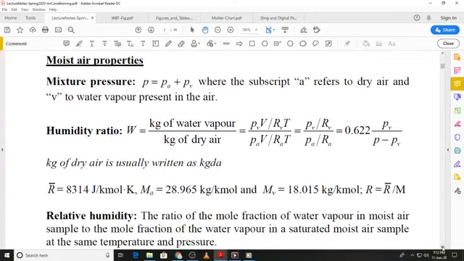The typical properties that we will come across when we study air conditioning are, starting with the mixture pressure. We are very well aware of this basic equation that the total pressure of a mixture of gases is the sum of the partial pressures of those constituent gases. And because we have a binary mixture, the total pressure is the sum of the partial pressure of air and the partial pressure of water vapor in that air. And we are using the subscripts A and V to designate the two constituents, air and water vapor.